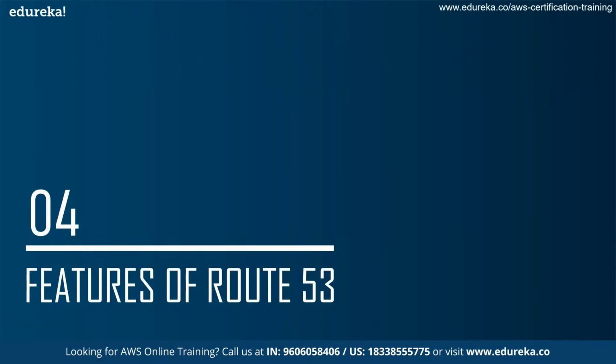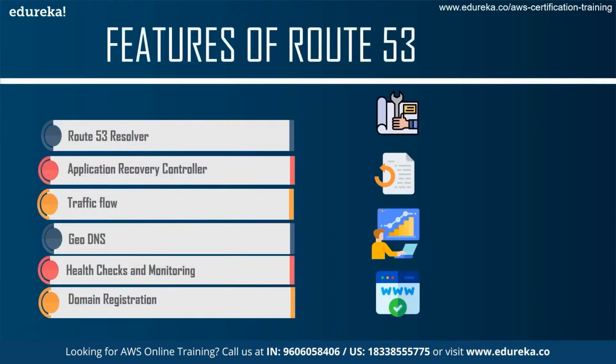So let's talk about some of the key features of Route 53. The first feature is Route 53 Resolver. The Route 53 Resolver is used to create conditional forwarding rules and DNS endpoints to resolve custom names mastered in Amazon Route 53 private hosted zones. There are public hosted zones and private hosted zones. Route 53 Resolver is used mostly when there is a private hosted zone which needs a certain DNS endpoint.